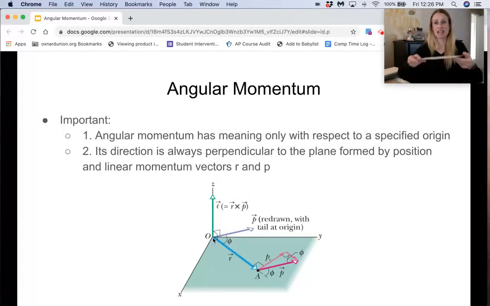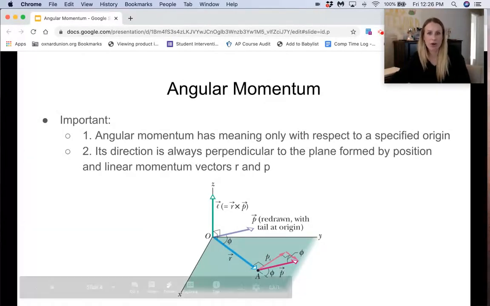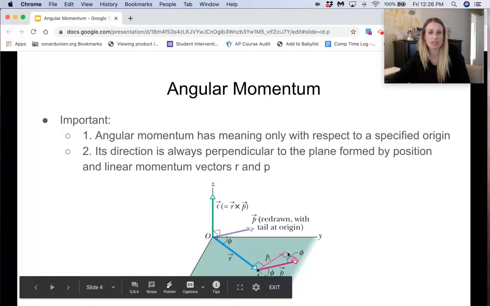So again, if this is the plane, this right here is our r vector and our p vector is directed this way, then r and p are in this plane, and the angular momentum is perpendicular to that plane. So it could also be downwards, perpendicular to the plane. It's basically the perpendicular component that matters when we're talking about angular momentum, which is why we use sine of theta, right? We want that perpendicular component, just like we talked about with torque, because that's a cross product as well.